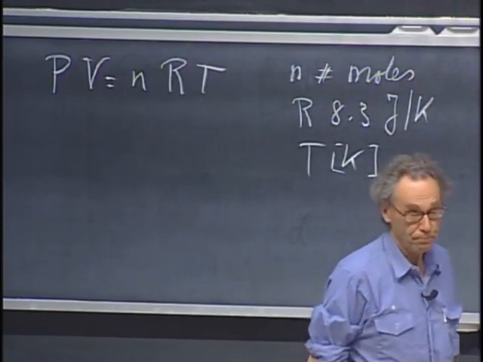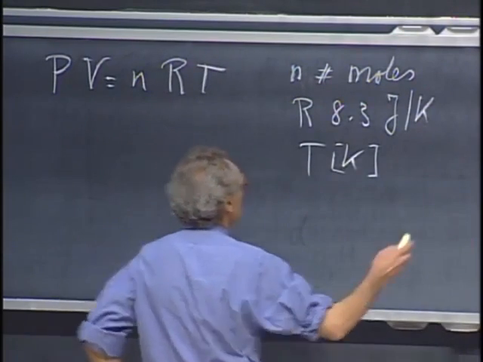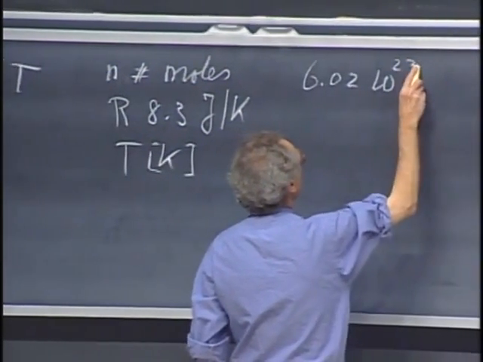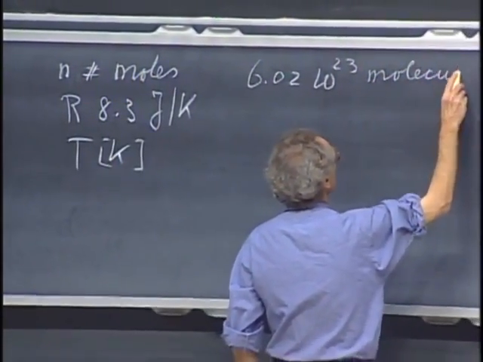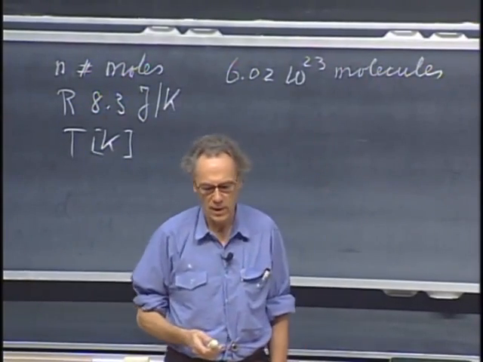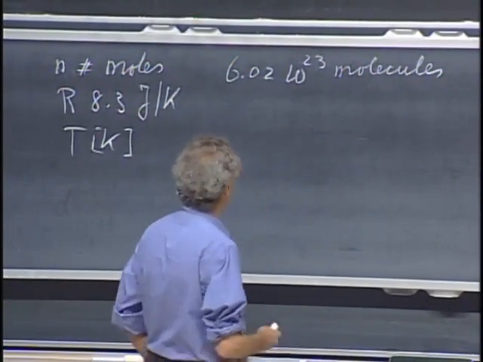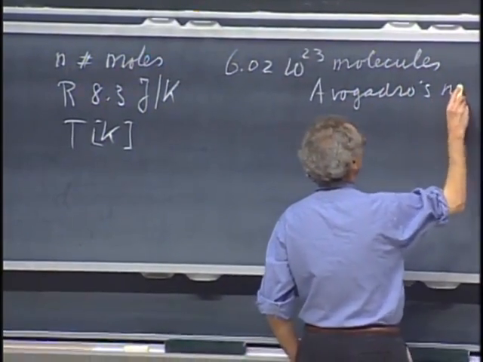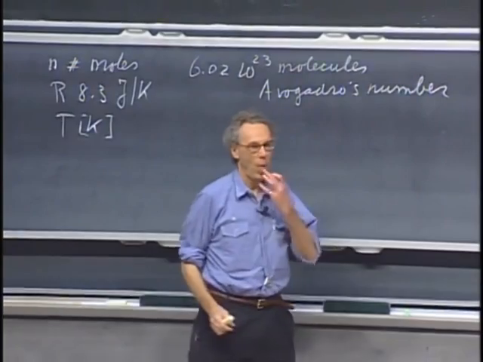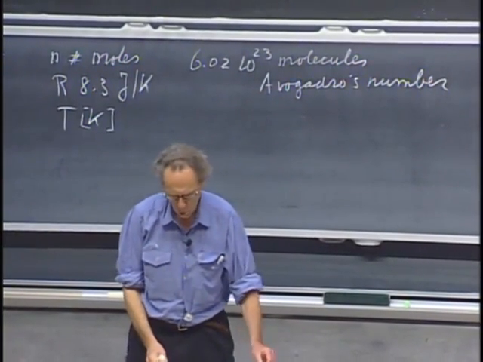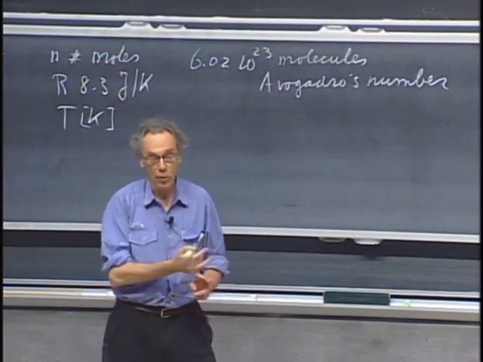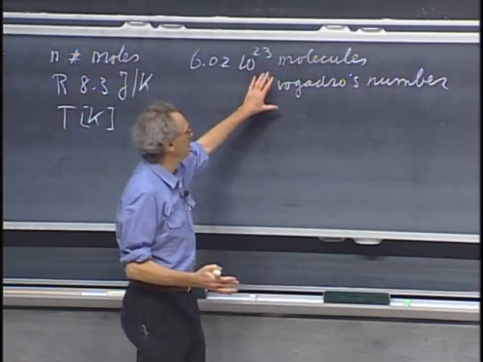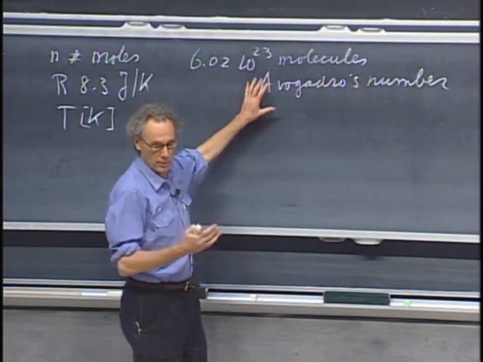So what is a mole? A mole always has about 6.02 times 10 to the 23 molecules, or atoms in the case that you have helium, but I will call that molecules. And this number is called Avogadro's number. That's the definition of a mole. If you take a mole of helium or a mole of oxygen or CO2 or N2, it doesn't matter, it always has this number of molecules approximately.